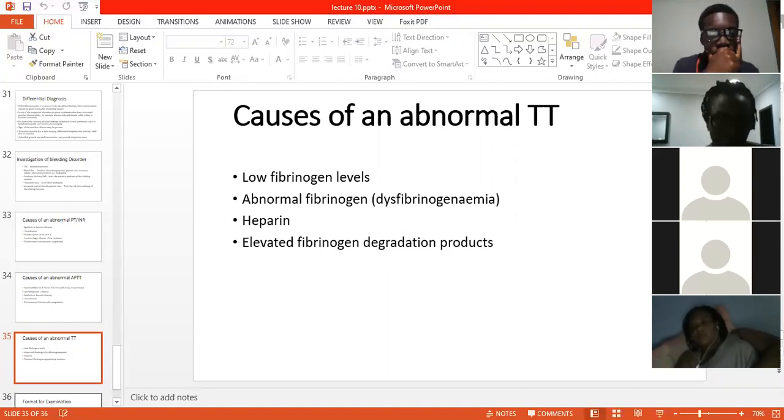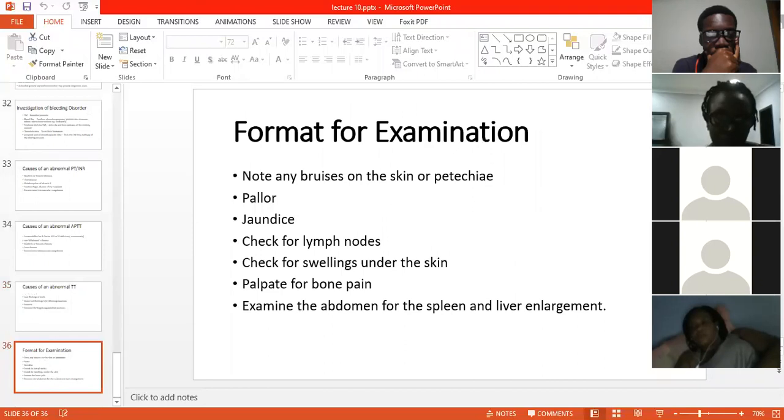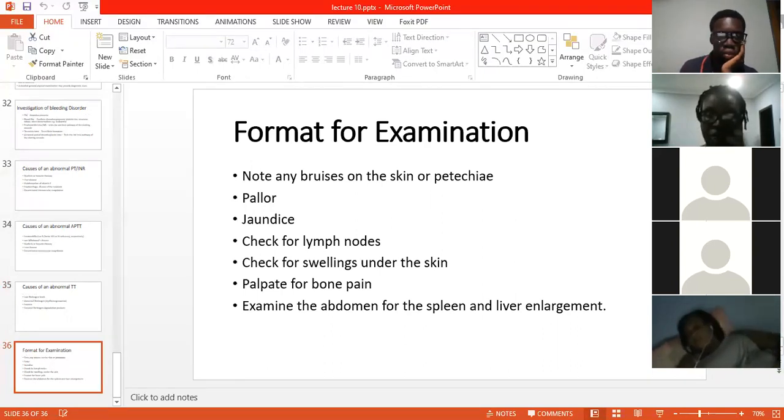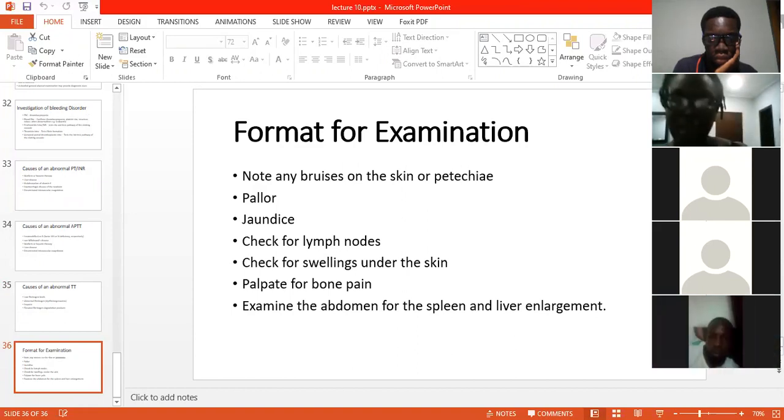Okay. So let me just give a brief format for the examination. The patient is on the examination bed. You look generally at the skin of the patient. You are looking for any bruises on the skin or any pinpoint hemorrhages on the skin. Then you also examine the conjunctiva, the palms, the soles of the feet, the mucous membranes for pallor. You also look at the eyes for jaundice. And then you do a generalized examination for lymph nodes, the whole body.